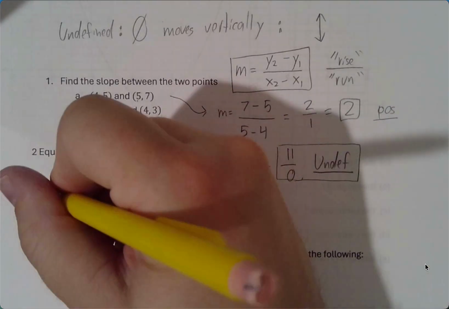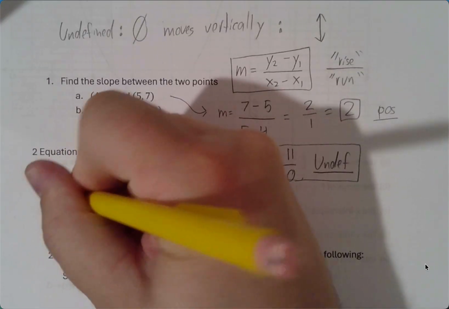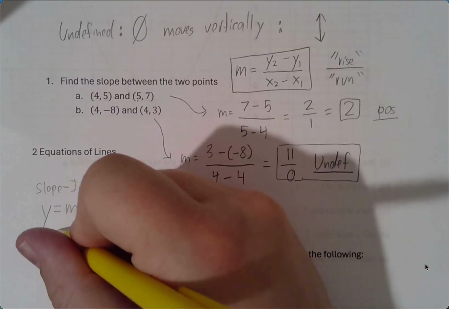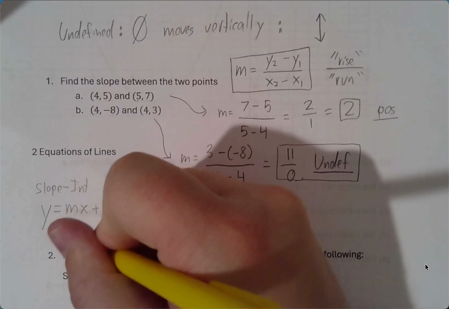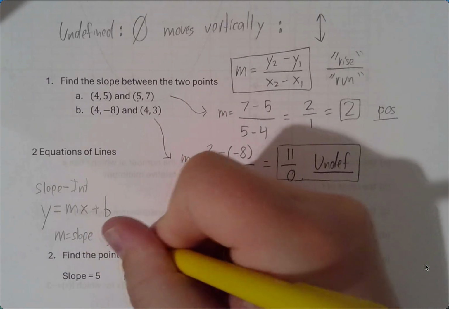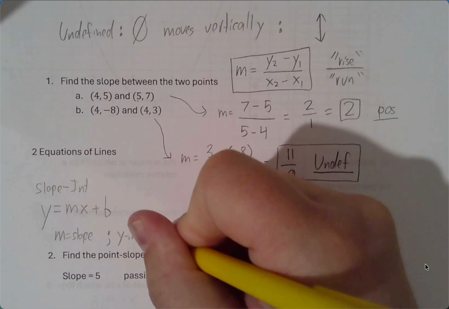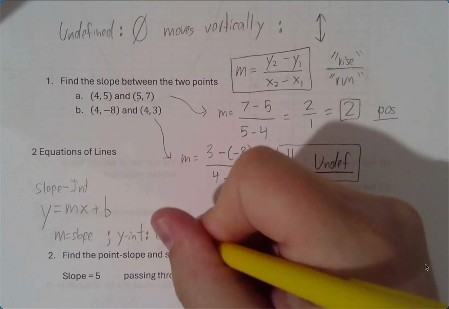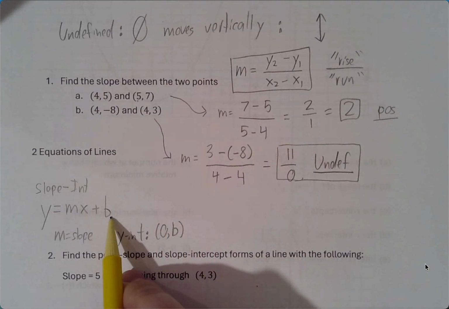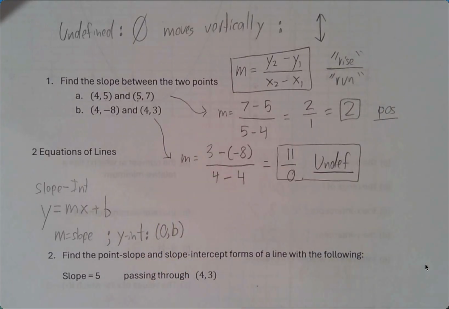Now this one is called the slope-intercept form. It's because m is the slope. And to be really precise, the y-intercept is the point 0, comma b. In other words, this value right here is telling you where you will cross on the y-axis. Technically, where you cross is a point, but the y value of that point is the y-intercept.